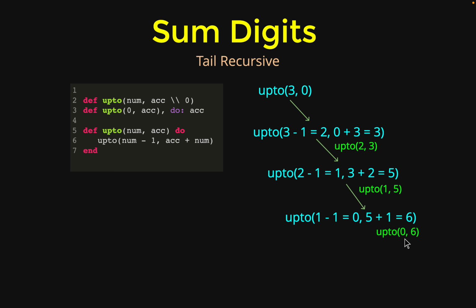So this time the number becomes 0. What's going to happen? It's going to go right over here. Is the number 0? Yes, the number is 0. So we simply return back the accumulator. The accumulator is 6, and that is what we have to return. Now is there anything left? Nothing is left, and that's it. We get the answer back as 6.